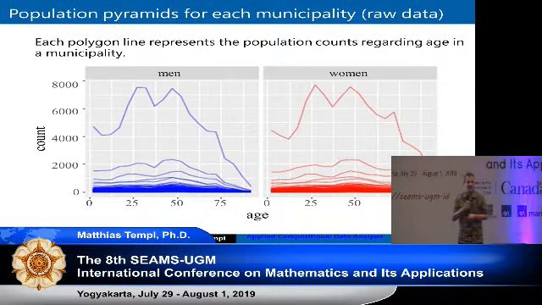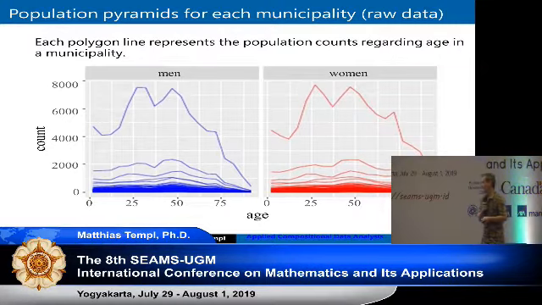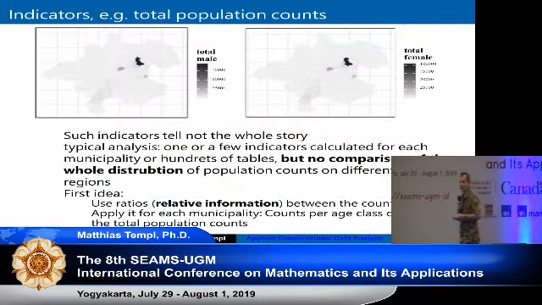So how can we express this differently? We want to analyze the age distribution, not the absolute numbers. So what people typically do, they estimate 1 or 2 or 3 indicators, but not the whole age distribution that we just saw. So they estimate, for example, the total population size in one municipality. Or they calculate something else, but not analyzing the whole age distribution and comparing each to each other. So what if we do that?